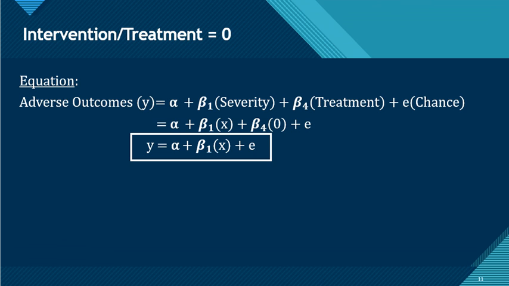In this second example, we note that adverse outcomes are due to severity of illness and random chance. The same equation is used from the previous slide, and intervention/treatment is set to 0, as you can see in the second line. The one concern was the question didn't really specify how severity of illness was categorized. So I set the value of severity of illness as x. So the final equation reads adverse outcomes equals its y-intercept plus beta sub 1 x plus random chance. And with that, we are done with question 5.